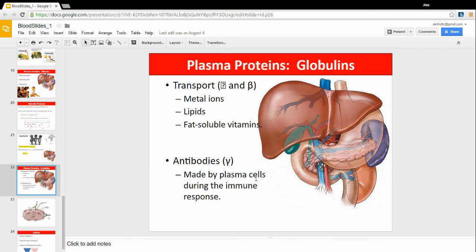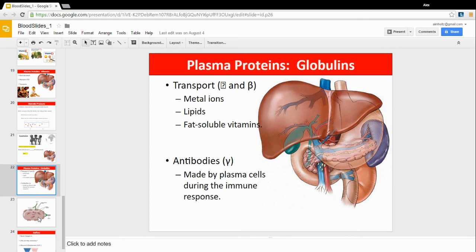All right, other plasma proteins. We've got the globulins. Globulins are primarily used in transport, alpha and beta. Now I know that's not an alpha up there, that little symbol. I don't know why it came up like that. So alpha and beta globulins transport things like metal ions, lipids, and the fat-soluble vitamins A, D, E, and K we mentioned before. We also have things called gamma globulins or antibodies. These are immune proteins made by these special cells called plasma cells during your immune response.